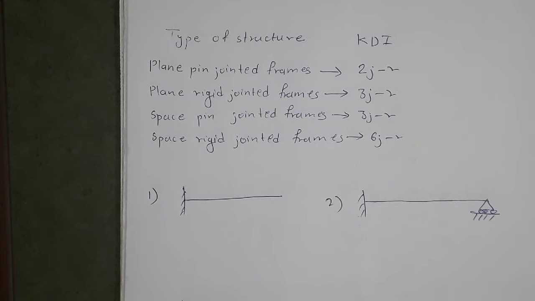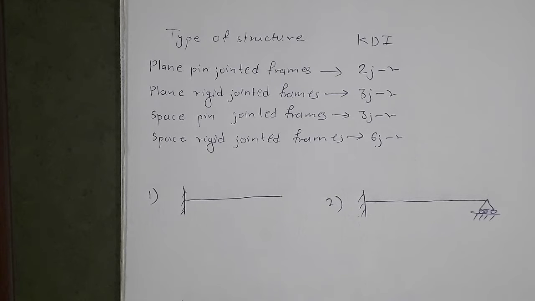For plane rigid jointed frames, KDI will be equal to 3J minus R. For space pin jointed frames, KDI will be equal to 3J minus R. And for space rigid jointed frames, KDI will be equal to 6J minus R. Space frames means they will be in 3D, 3-dimensional.